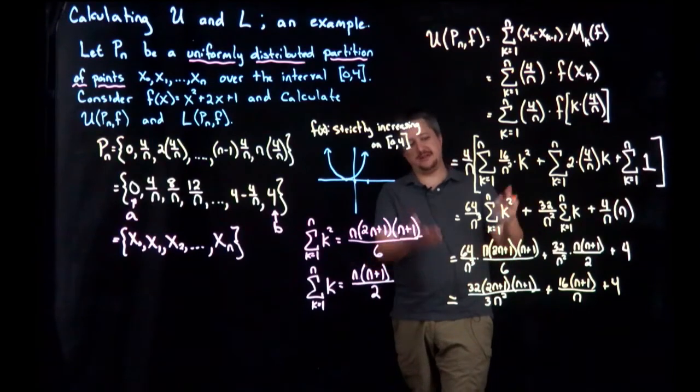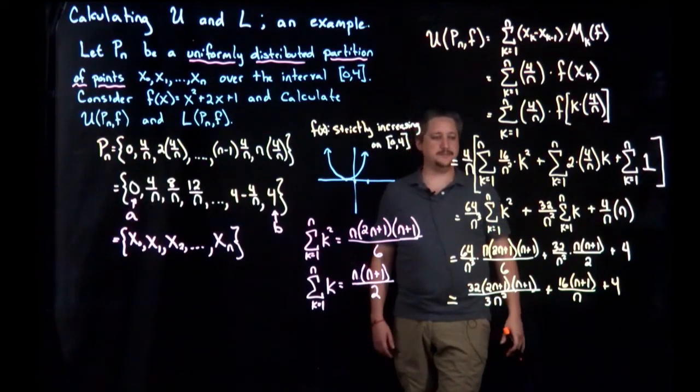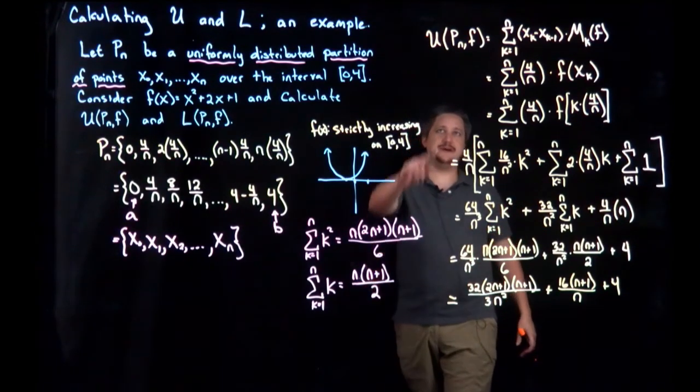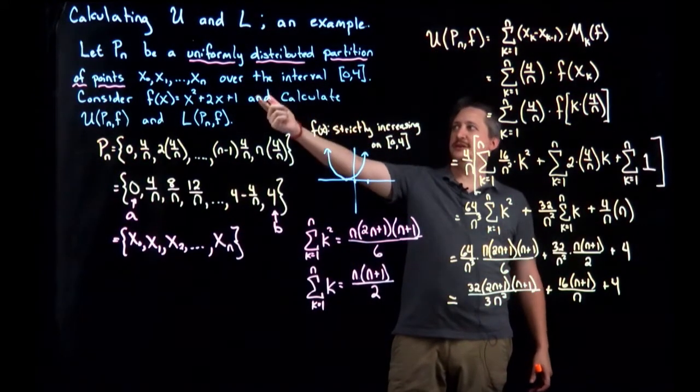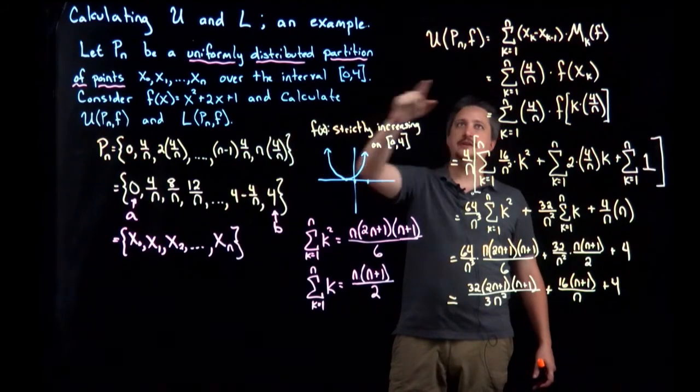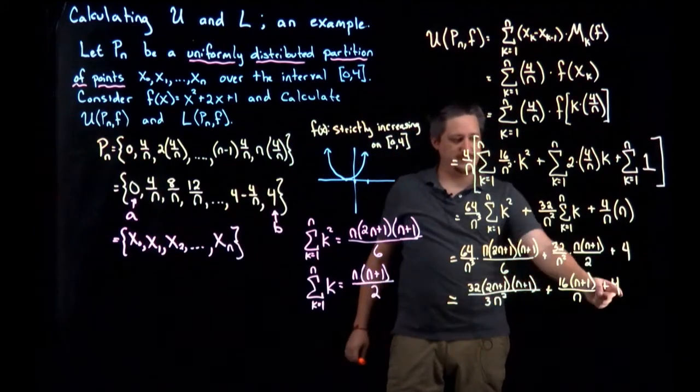And personally speaking, I'd say that's good enough. Okay. So this is my upper approximation for Pn, the uniformly distributed partition of points. For that f is this mess.